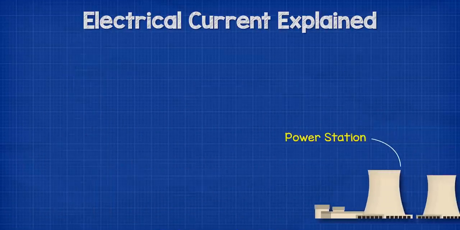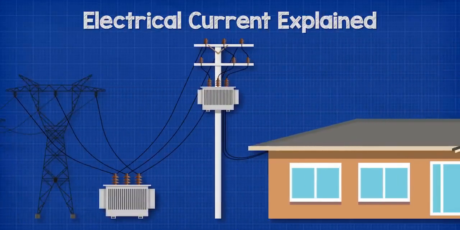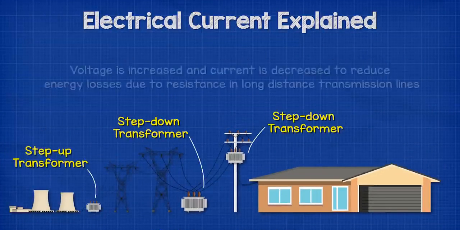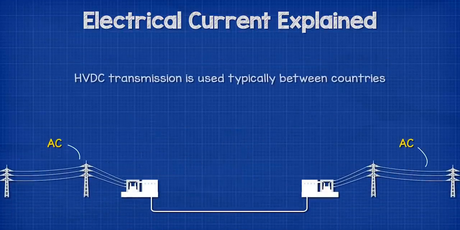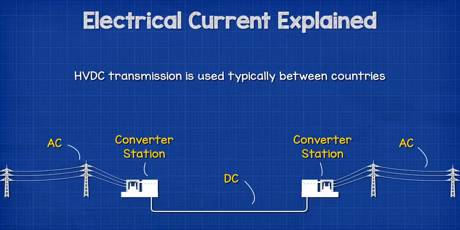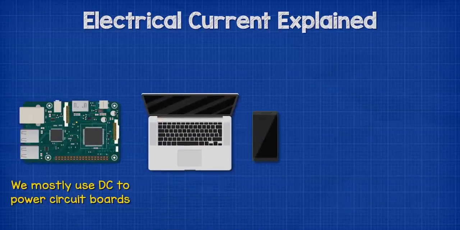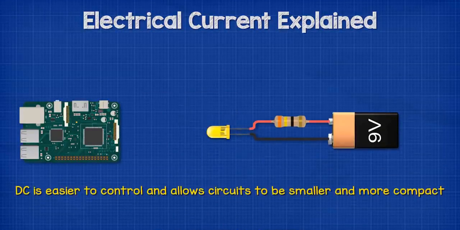In most cases, we transport electricity from a power station to the towns and cities using AC electricity, because it's easy to increase and decrease the voltage using transformers. And it's also very efficient to transport electricity over long distances using this method. However, there are a few high voltage DC transmission lines being used, but we won't go too much into detail on those. We mostly use DC direct current for the circuit boards of small electronic devices like laptops, mobile phones, and TVs. That's because DC is easier to control and allows circuits to be smaller and more compact.